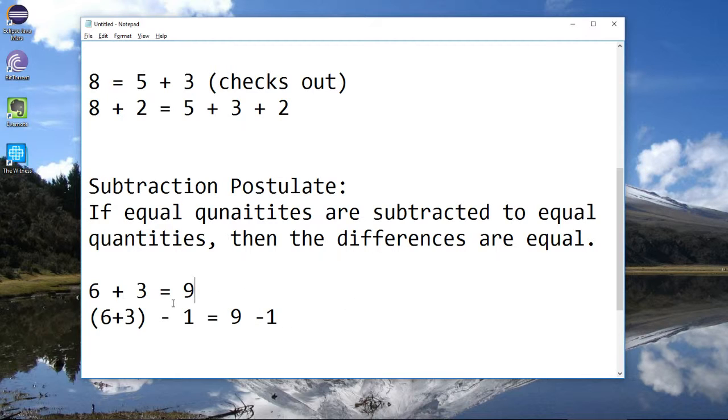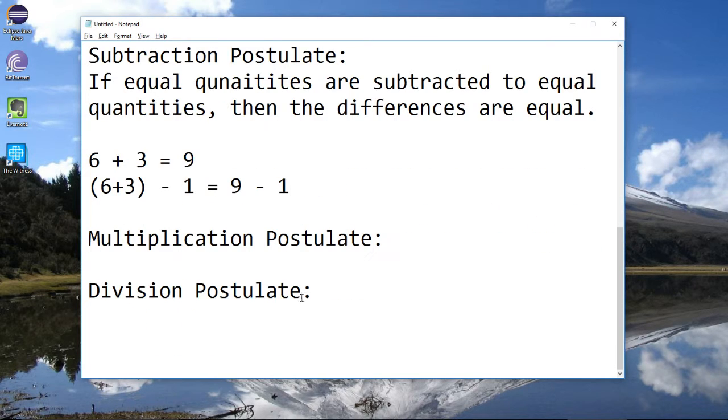Well, they were equal at the top. 6 plus 3 is 9. 9 is equal to 9. If I take away 1 from both sides on the bottom here, they're still going to end up being equal. That's all the subtraction postulate is.